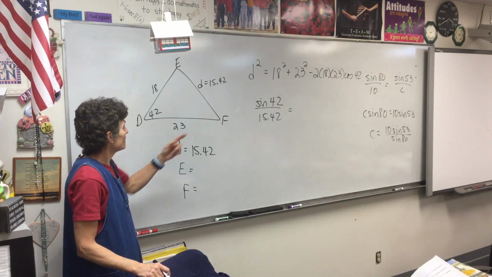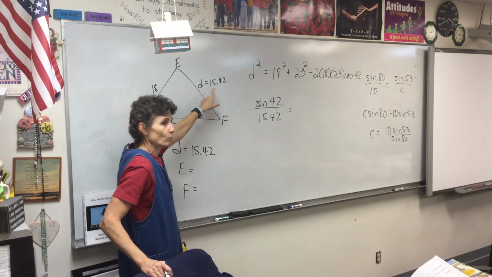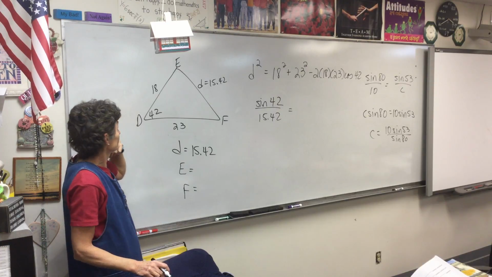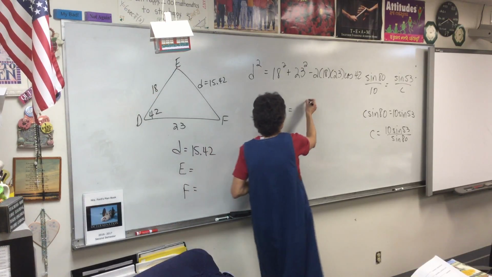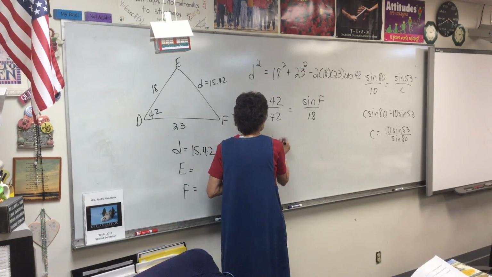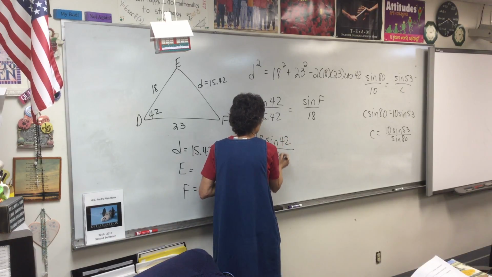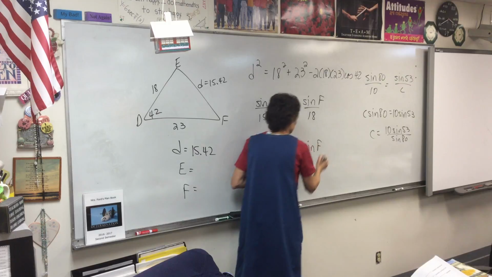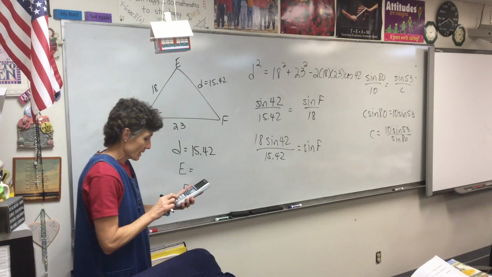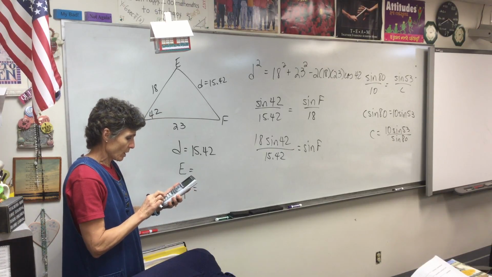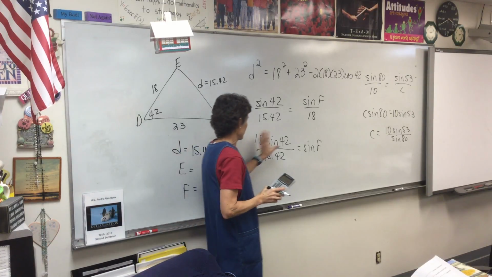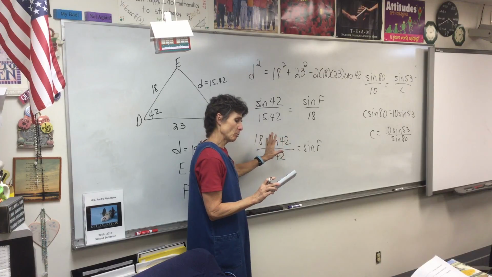So let's stay focused. Sine 42 over 15.42 equals what? Pick one, doesn't matter. Sine F over 18. All right, that'll work. Sine F over 18. So we'll cross multiply and divide. Now, this is one of the kind of tricky ones. When I type this in, I got like 0.78.